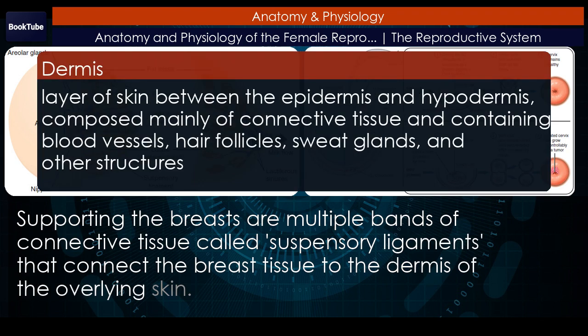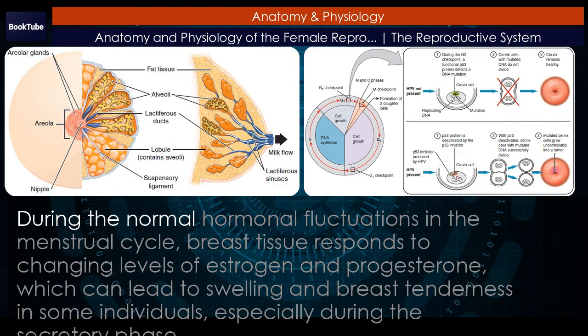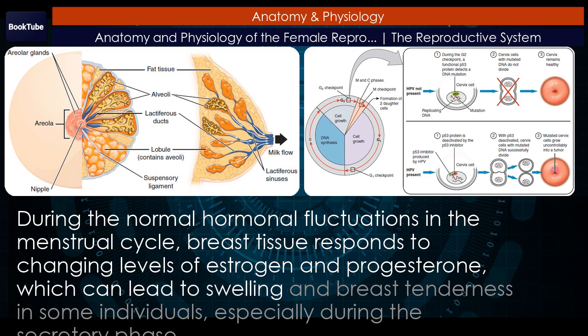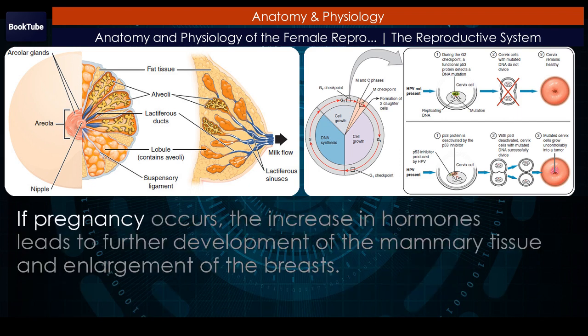of the overlying skin. During the normal hormonal fluctuations in the menstrual cycle, breast tissue responds to changing levels of estrogen and progesterone, which can lead to swelling and breast tenderness in some individuals, especially during the secretory phase. If pregnancy occurs, the increase in hormones leads to further development of the mammary tissue and enlargement of the breasts.